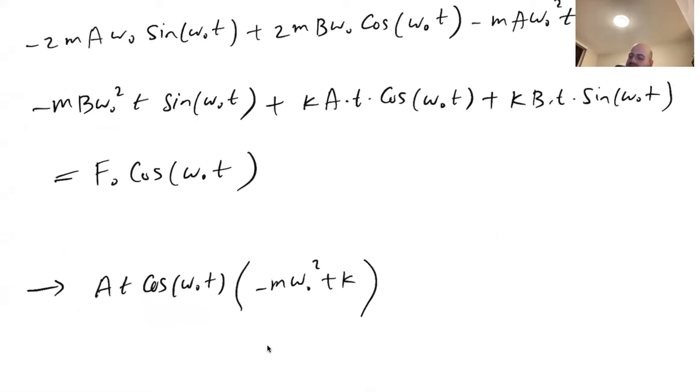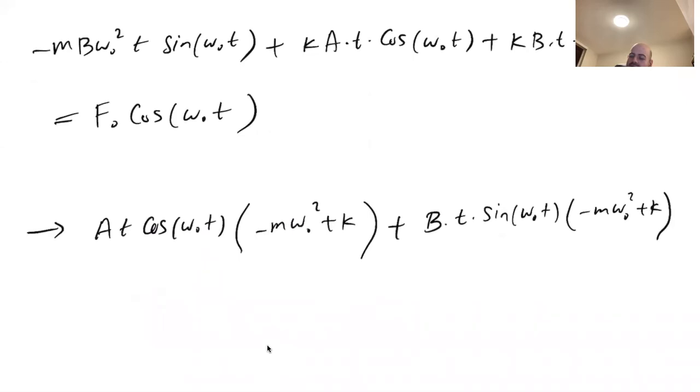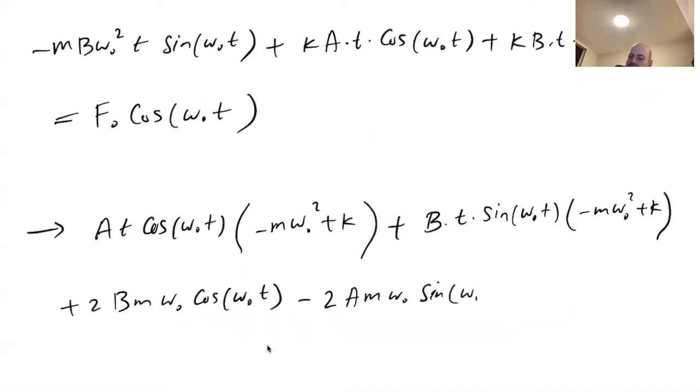Similarly, for the t sine omega naught t terms, I can factor out b times t times sine omega naught t. And what will be left? Again, minus m omega naught squared plus k will be left. And then we'll have plus 2bm omega naught cos omega naught t minus 2am omega naught sine omega naught t. And then the right-hand side must be f0 times cos omega naught t.